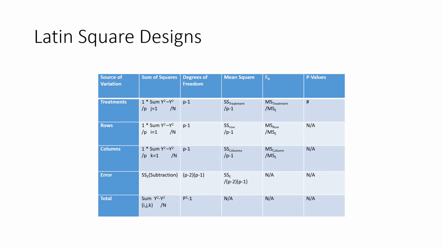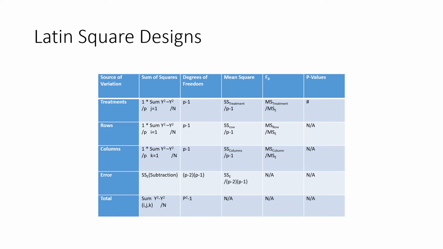This slide is showing all the equations that are used to figure out different aspects of the Latin square design. You can find the sum of squares, degrees of freedom, the mean square, F naught, and p-values for some of the different sources of variation. Each source of variation has different components that they use, such as different sums.